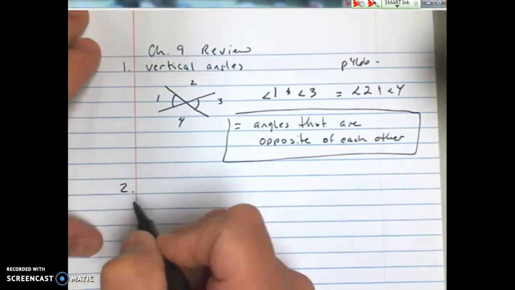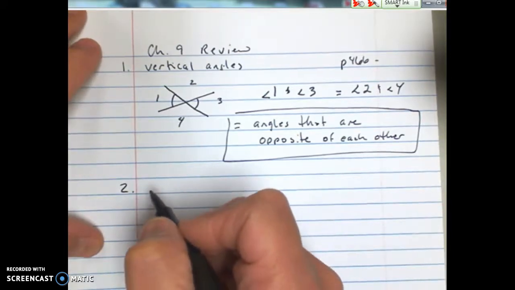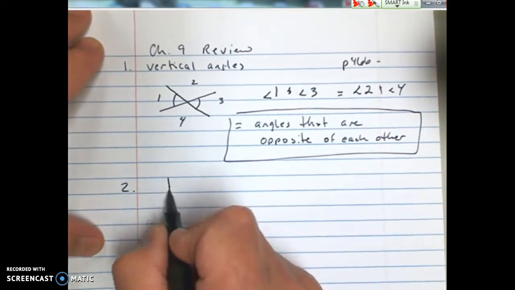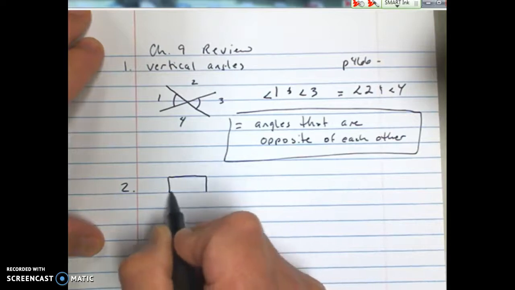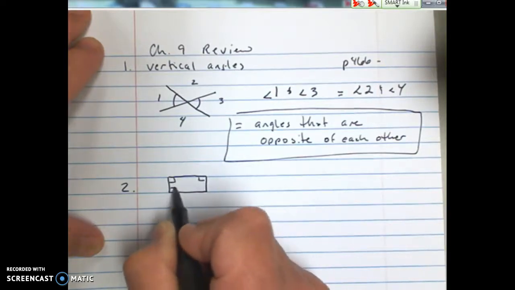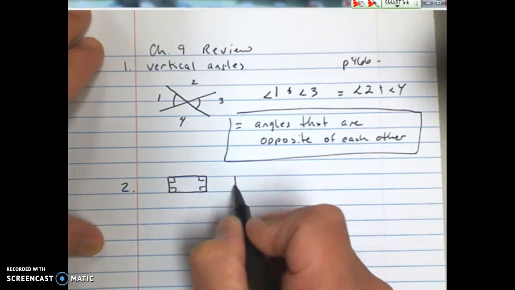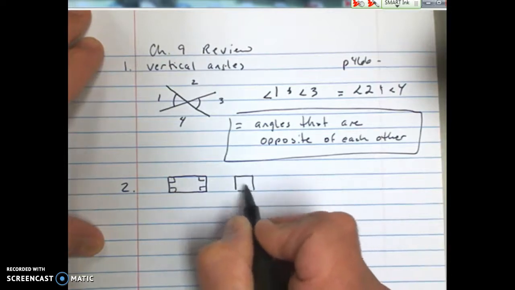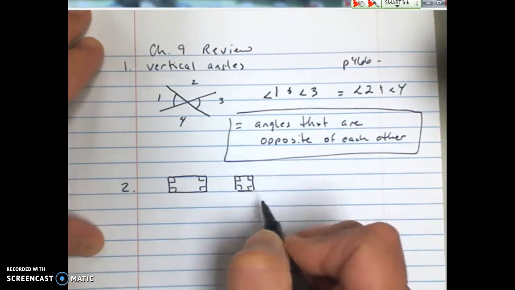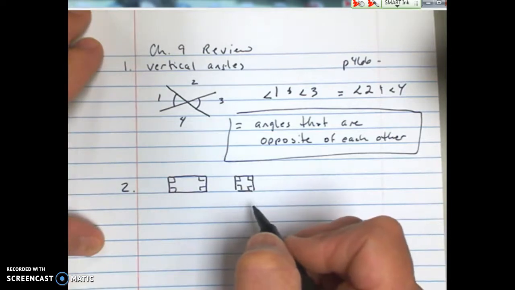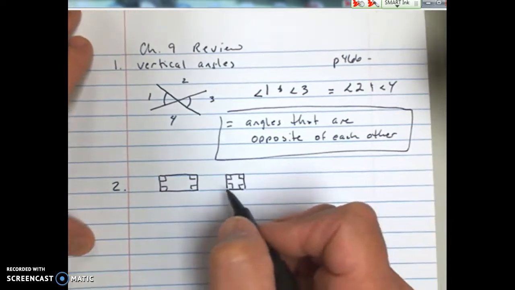Skip a line. Number 2, are all rectangles parallelograms? Well, let's draw a picture of a rectangle. A rectangle has 4 right angles, and it could look like this too, which we also would call a square. So it says, are all rectangles parallelograms? And you have to have the drawing.